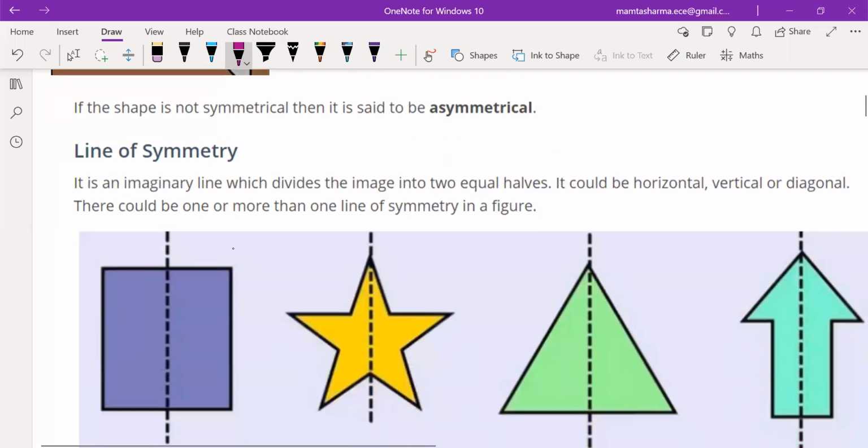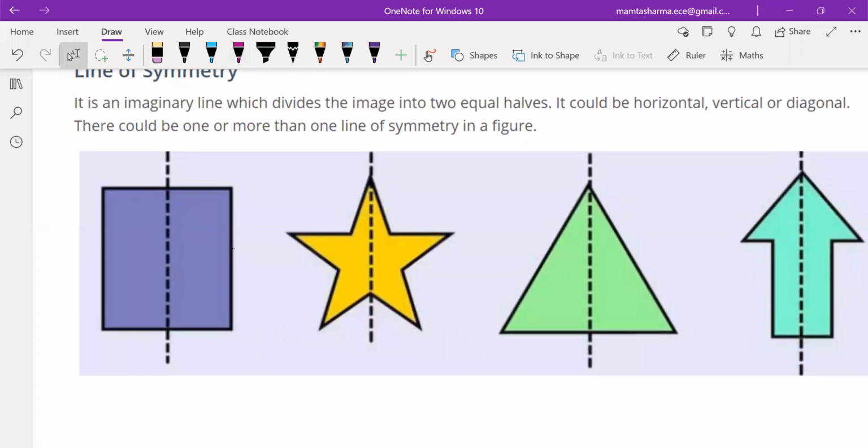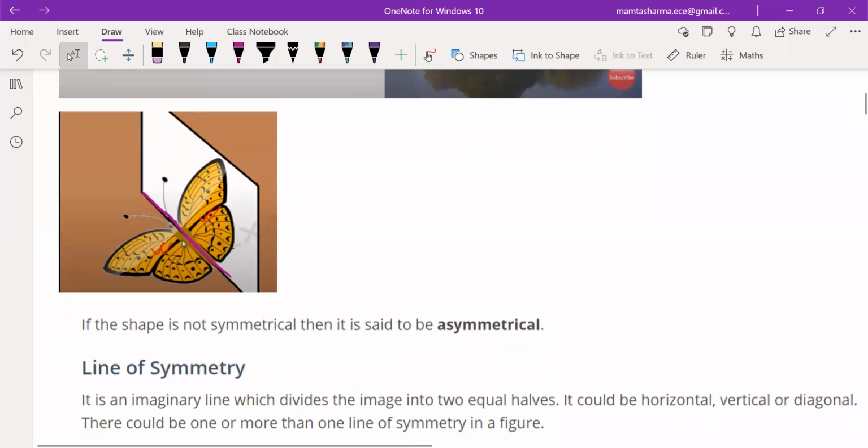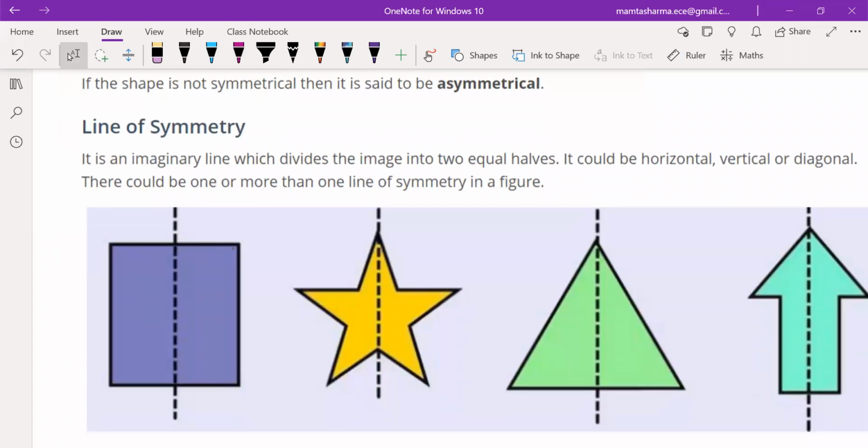Now we'll see the line of symmetry. So the definition of symmetry and asymmetry is clear, I think, to everyone. Yes, Ritvik, Nimala, clear? Yes, ma'am. Chaitanya, clear? Yes, ma'am. Okay.